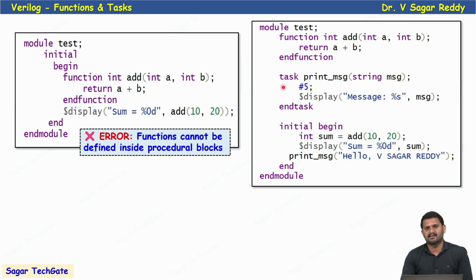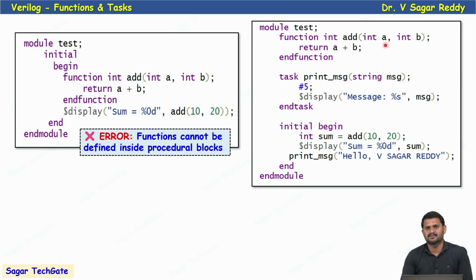Now I define another task here. Task print_message, string message is the input, with a #5 delay, then display message, and I want to display this message. First, initial begin, int sum equal to add(10, 20). What is the meaning here? Now I am calling this add function. Then I go to the function definition. What is the value of A? 10. What is the value of B?